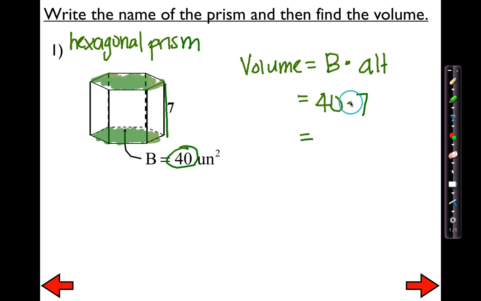So this is it. 40 times 7 is 280. And it's going to be units cubed. With volume, your units will be cubed because it's measuring a three-dimensional aspect of it. Okay, and that's all there is to it. So let's move on to the next example.